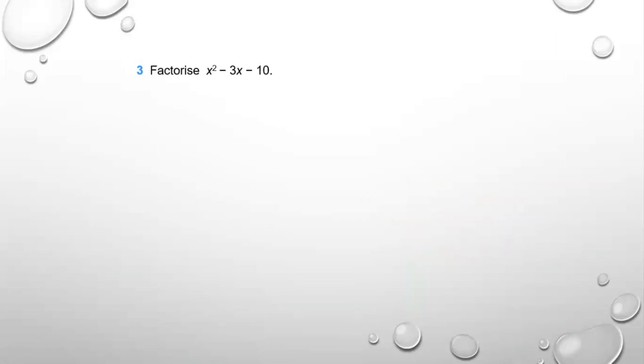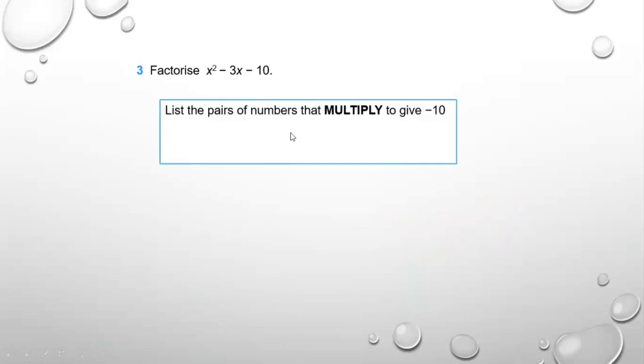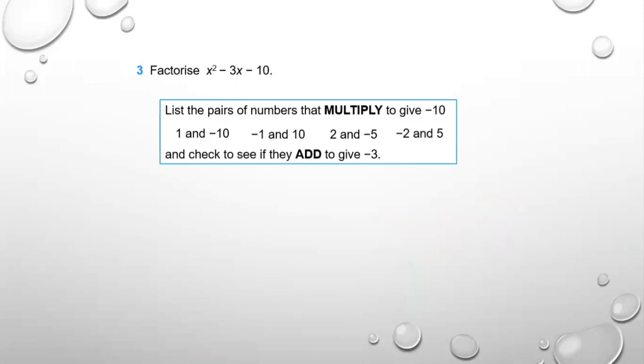Now here, what's the difference? The last constant is now negative. Same procedure again. We list the pairs of numbers that multiply to give minus 10. So 1 into minus 10 is minus 10. Minus 1 into 10 is again minus 10. 2 into minus 5 is minus 10. And minus 2 into 5 is again minus 10. Now we have to check which one will give the sum as minus 3.